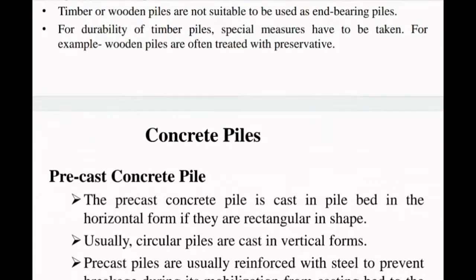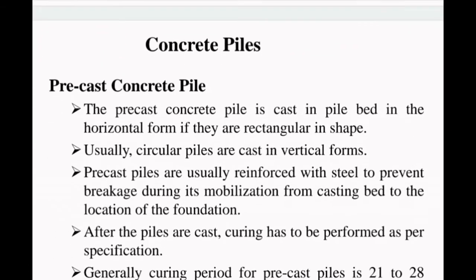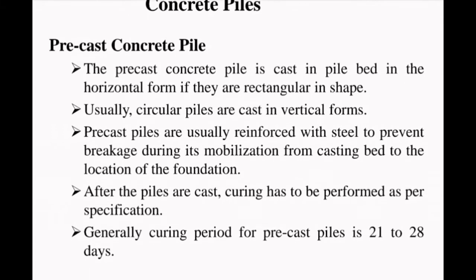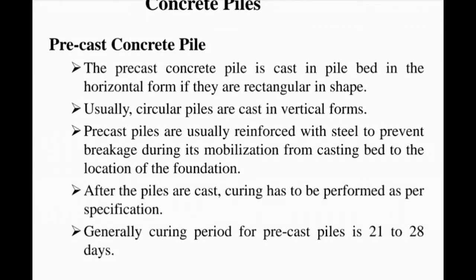Next we are going to see about the concrete piles. As from the name itself we can know, they are using concrete as a pile. So in concrete piles there are two methods, that is precast concrete piles and post-cast concrete piles. In the precast concrete piles, the pile bed is in horizontal form if they are rectangular in shape, and usually circular piles are cast in vertical forms.